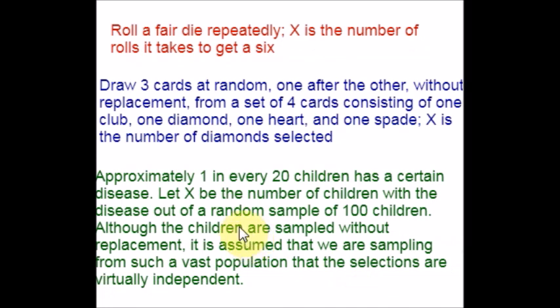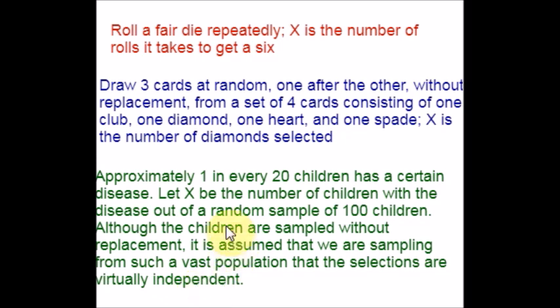Please read the question once. Approximately 1 in every 20 children has a certain disease. Let x be the number of children with the disease out of a random sample of 100 children. Although the children are sampled without replacement, please notice this word, without replacement, it is assumed that we are sampling from such a vast population that the selections are virtually independent.